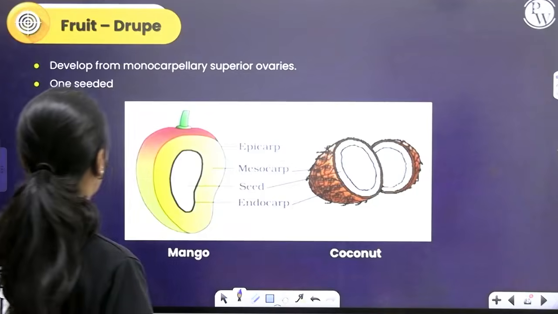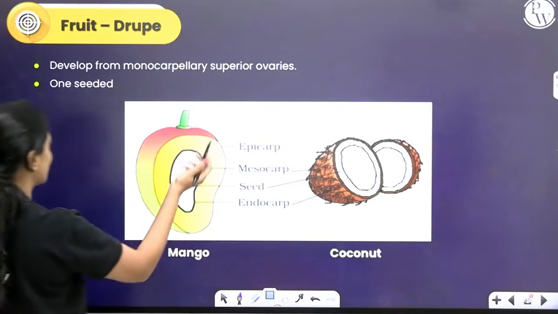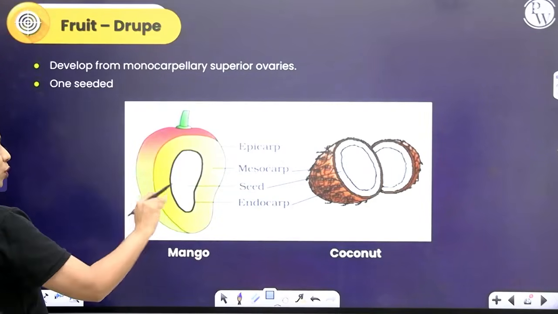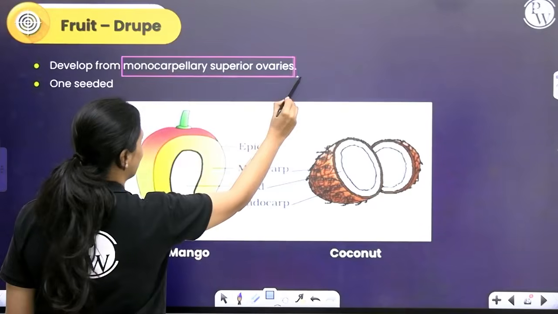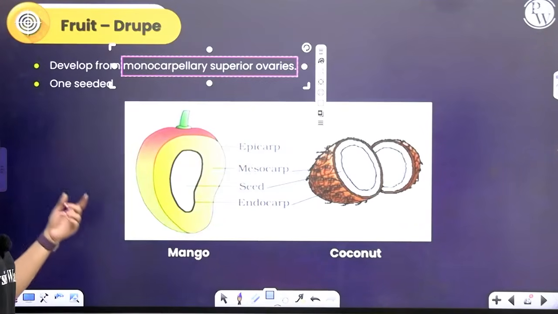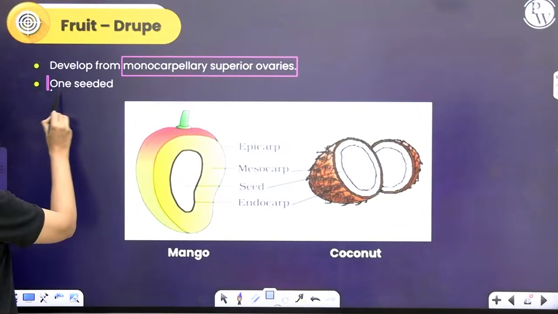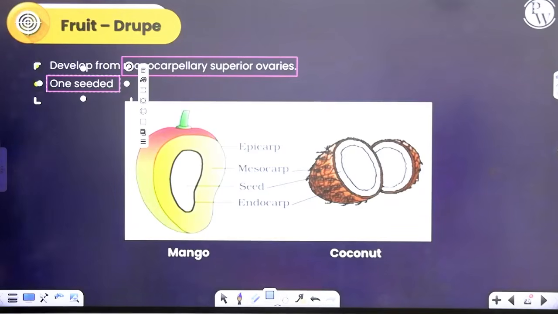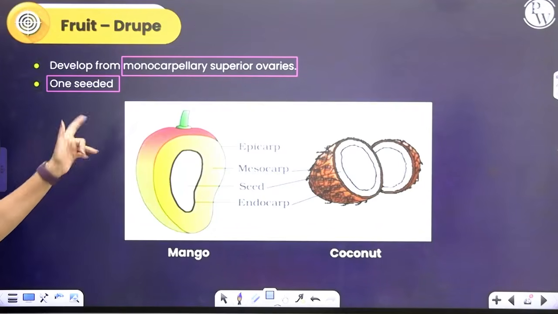Okay. So, how do drupes develop? They develop from ovaries that are monocarpillary and superior. They have only one seed. So, drupes are one-seeded fruits that develop from an ovary that is superior, which means the flower is hypogynous and it had only one carpel.